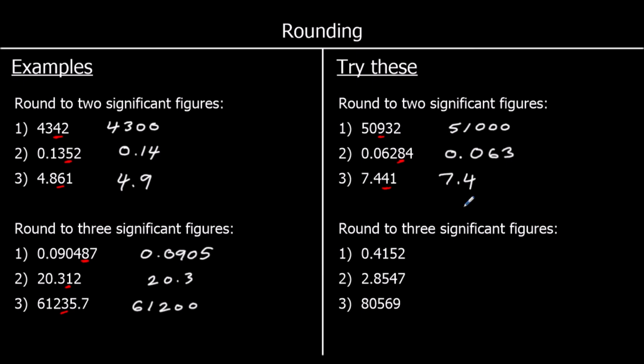And three significant figures. So count from the first non-zero number. 1, 2, 3. Look at the next one. Is it 5 or above? No. So leave it as it is. 1, 2, 3. Look at the next one. Is it 5 or above? No. So leave it as it is. And 1, 2, 3. The next one is 5 or above. So round it up. So 80,600.